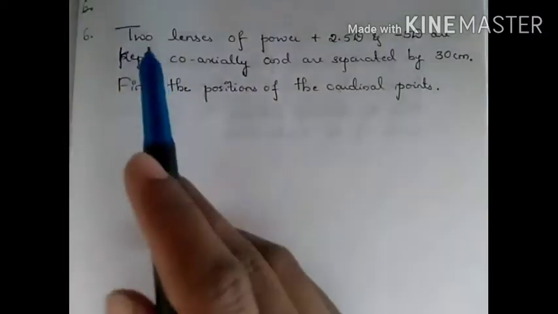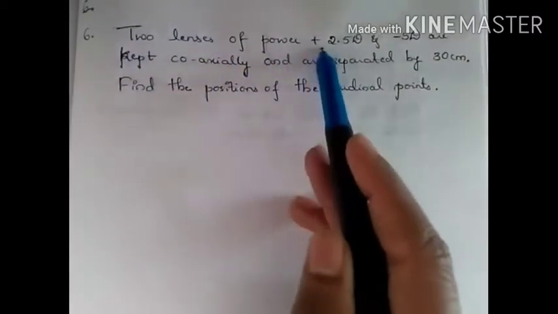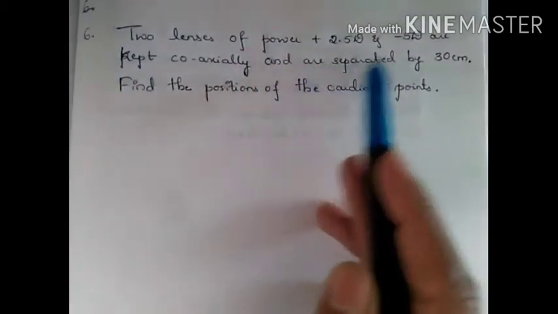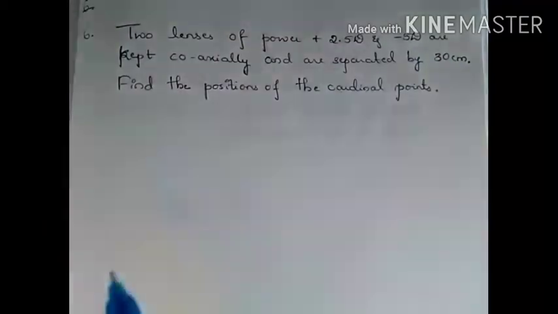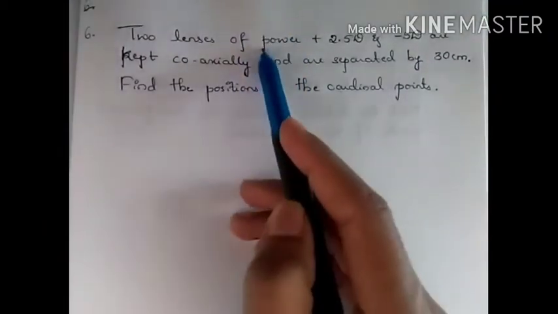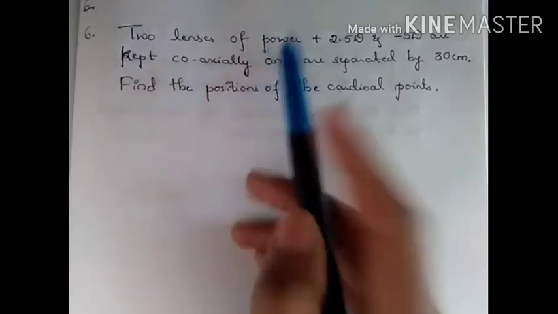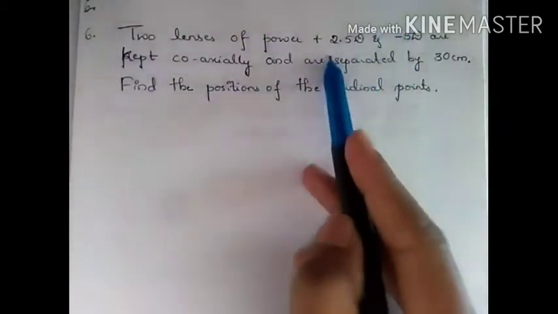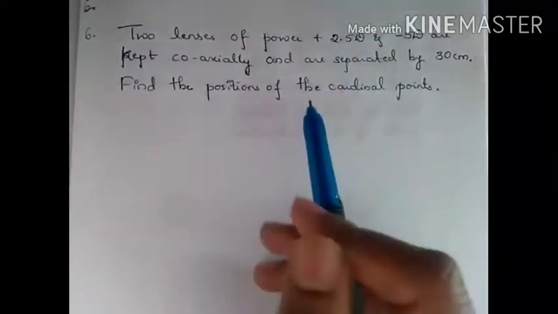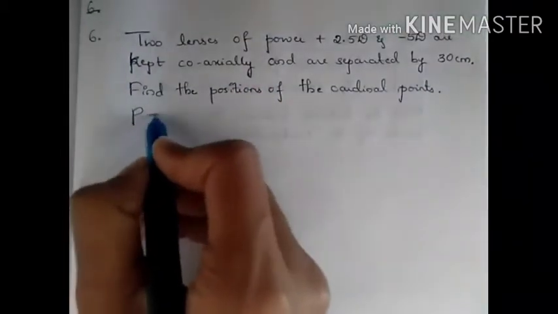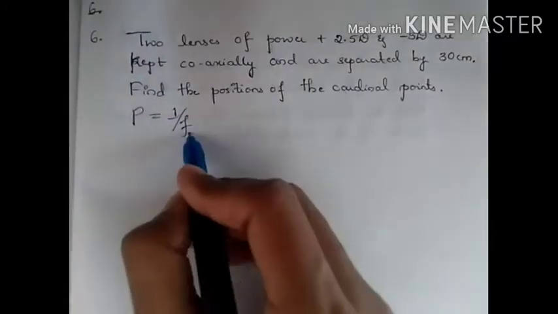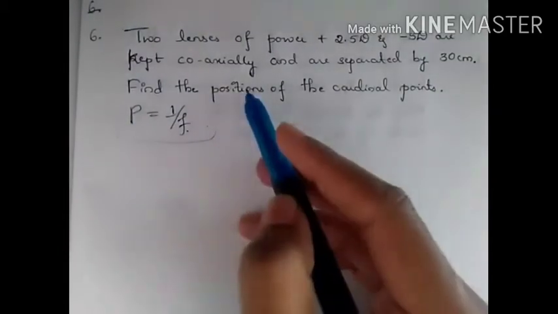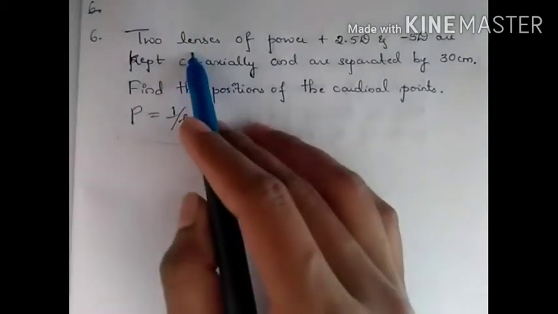The question here is: two lenses of power +2.5 D and -5 D are kept coaxially and are separated by a 30 centimeter distance. Instead of giving the focal length of the lenses, he has given the power of the lenses. Power is inversely proportional to the focal length, so power can be written as 1 by f. With the power data, we can find the focal length of the two lenses.